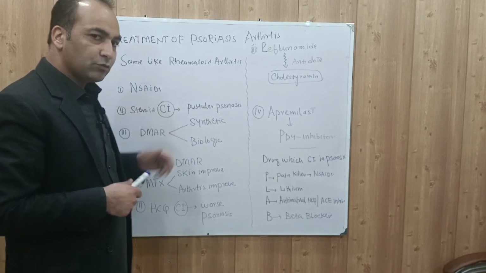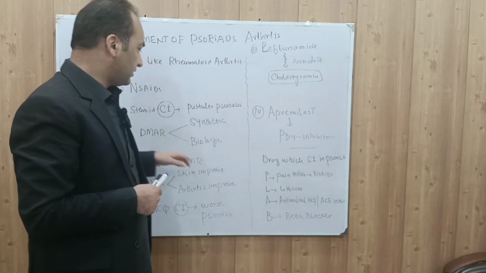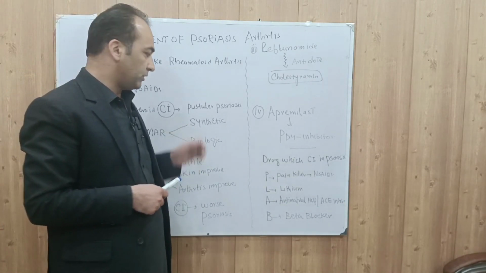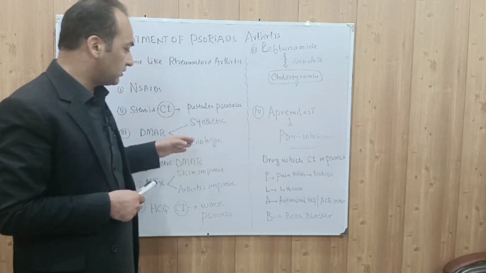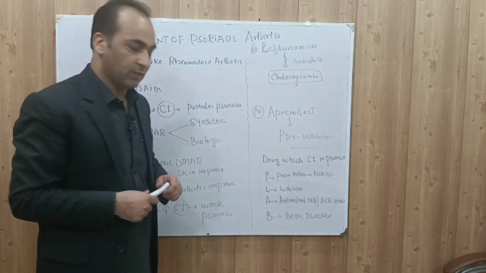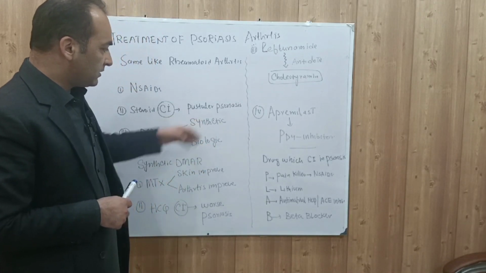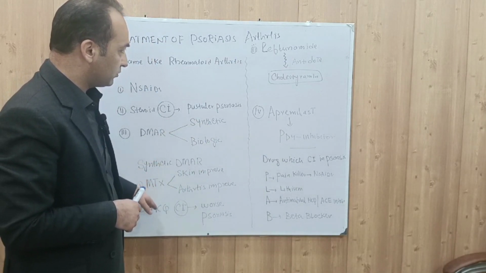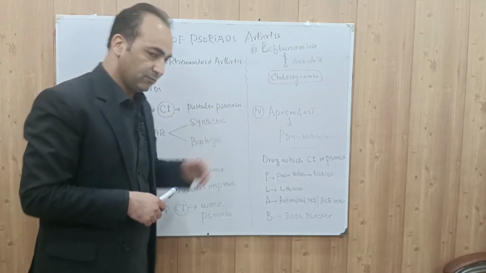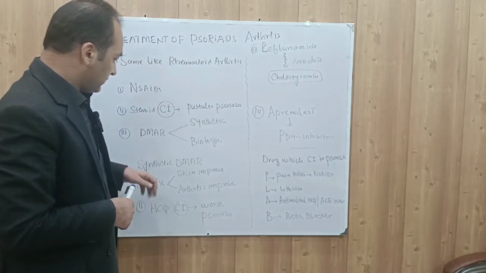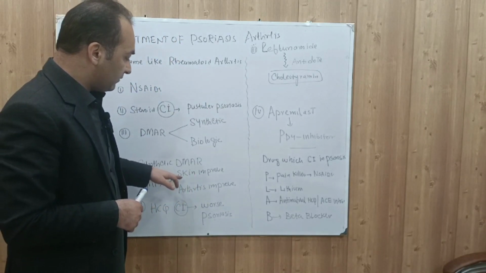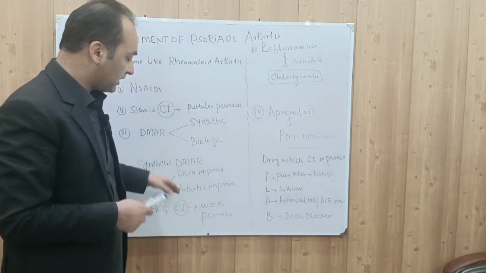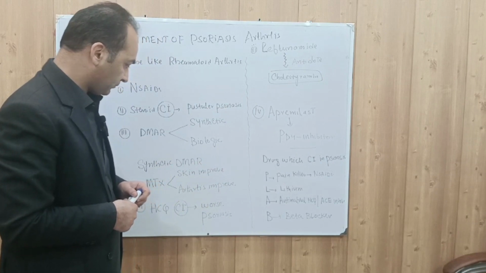If there is moderate to severe disease, we can start DMARDs, and we know that there are 2 types of DMARDs. One is synthetic DMARDs and the second one is biological DMARDs. The synthetic DMARDs include the methotrexate, hydroxychloroquine, leflunomide, apremilast. Methotrexate will help skin issues as well as the arthritis component.